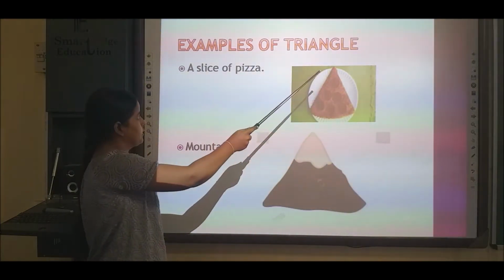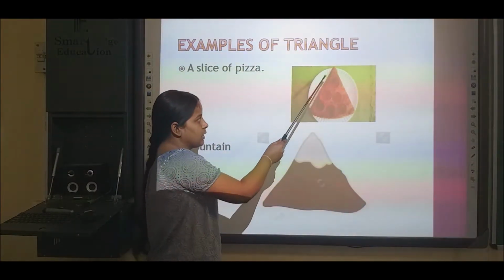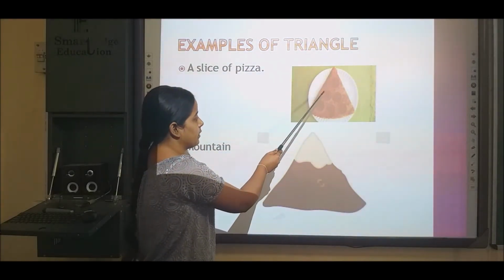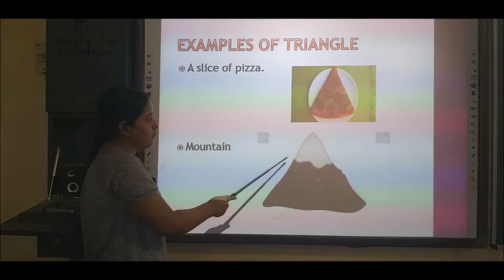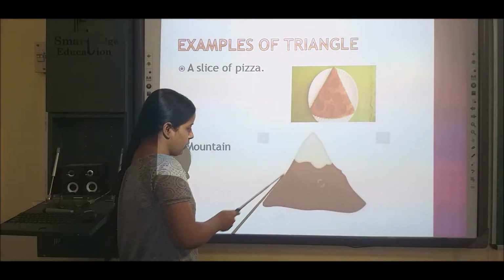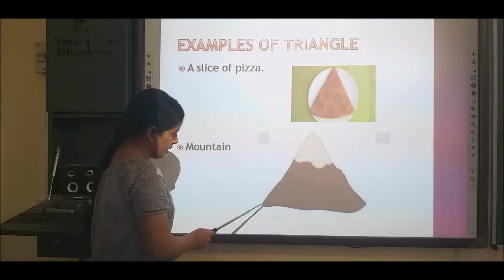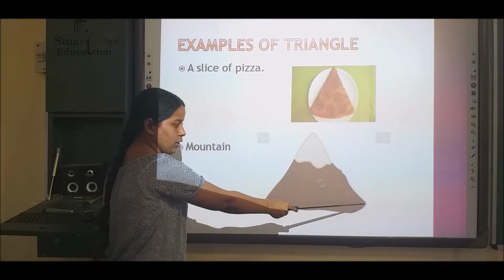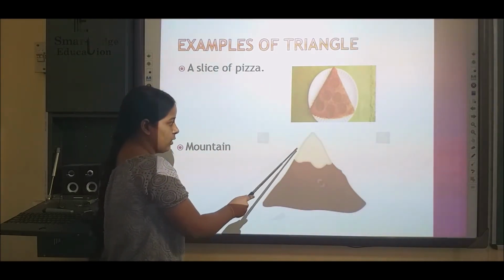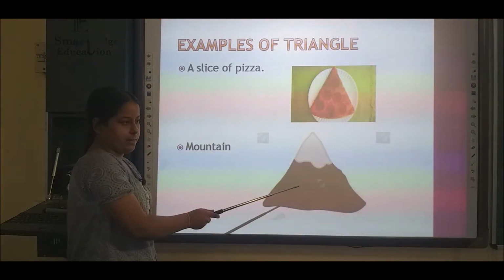Examples of triangles. First example, a slice of pizza. There is a pizza, it has 3 sides, 3 corners, so it is a triangle. Mountain. A mountain also has 3 sides, 3 corners, like 1, 2, 3. This is the corner, this is the corner and this is the corner. So 1, 2, 3, 3 corners and 3 lines. It is an example of a triangle.